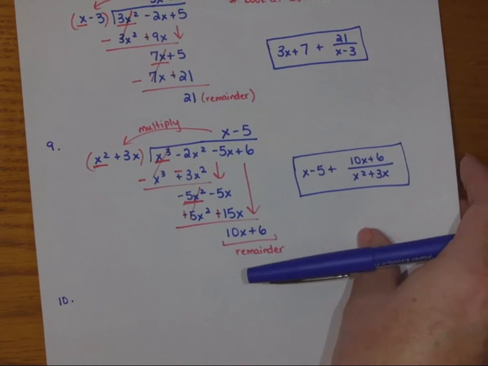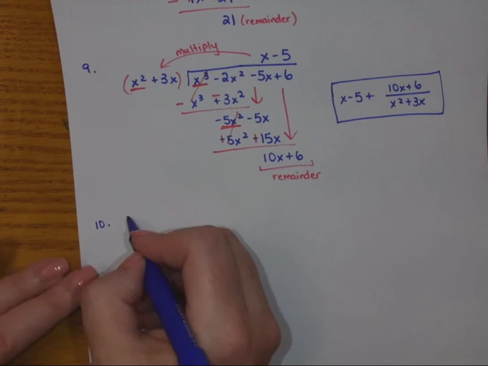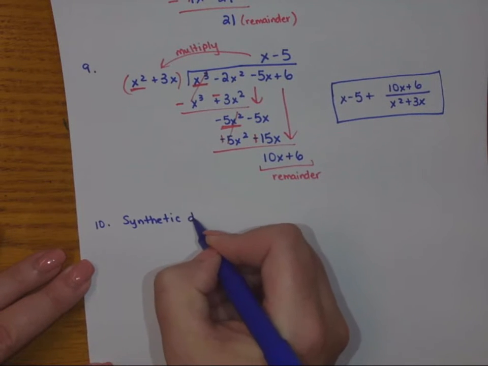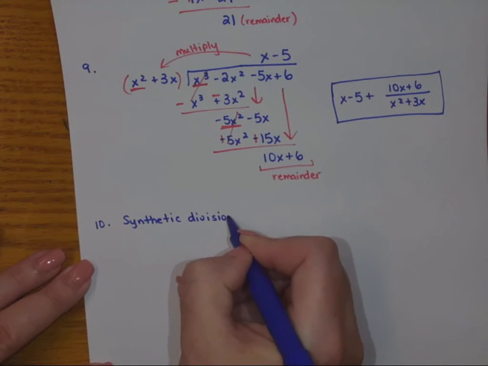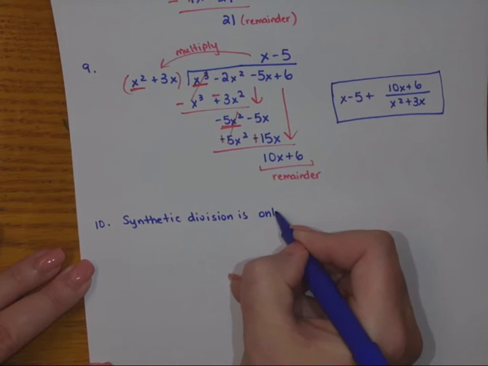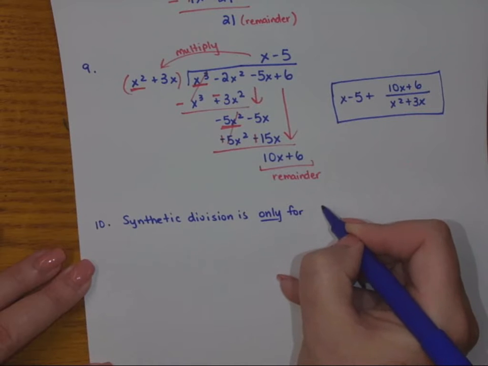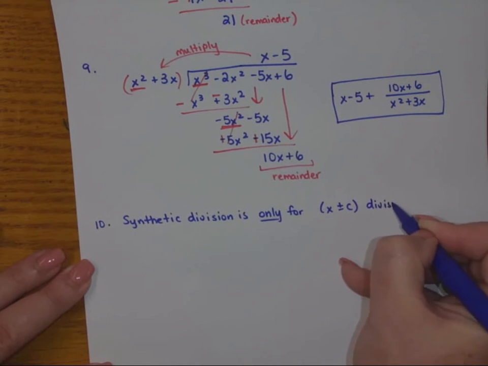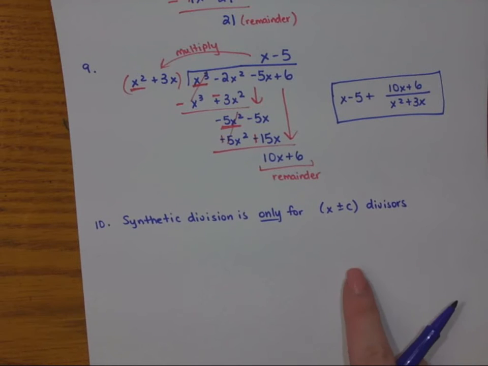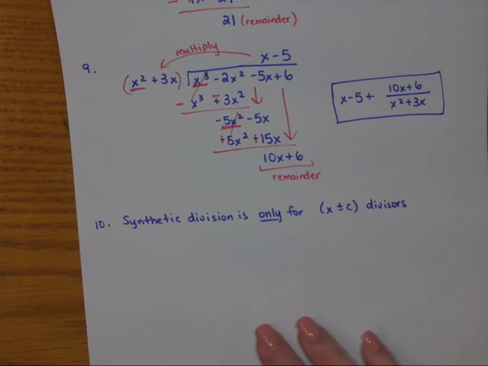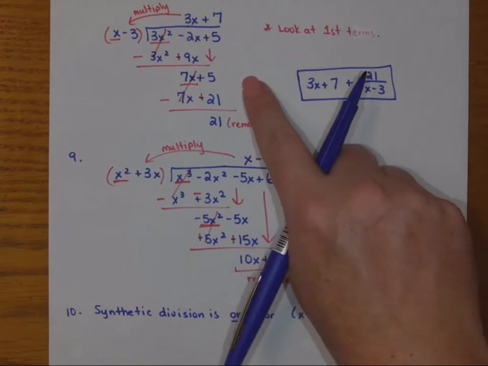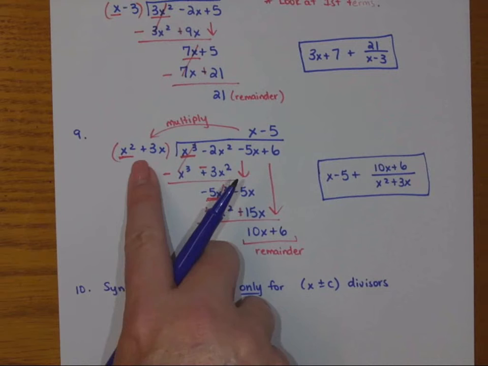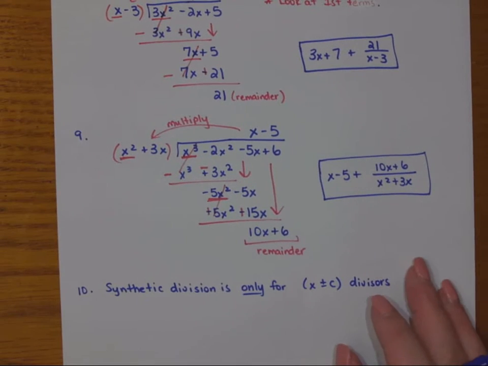All right, number 10. Number 10 is using synthetic division. Remember that synthetic division is only for x plus or minus c divisors. It doesn't work when you're dividing by something more complicated than that. Notice on number 8 and 9, you could have done number 8 using synthetic division since we were just dividing by x minus 3. You could not have done number 9 using synthetic division. So just keep that in mind.